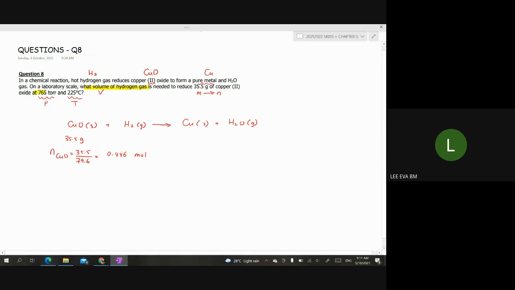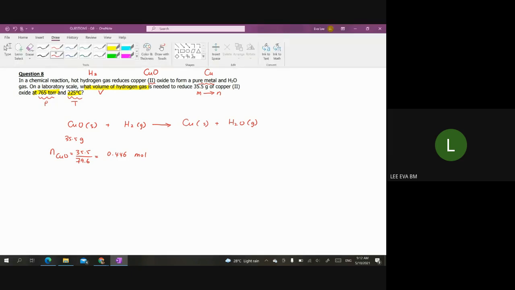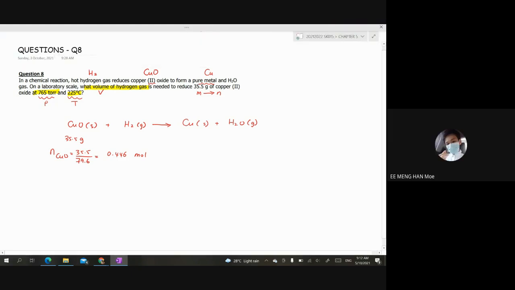Okay, at 225 degrees Celsius. So kalau awak nak kira volume hydrogen gas, awak perlukan mole untuk siapa? Hydrogen gas. Okay, remember this is the mole for the copper oxide. So we have to find the mole for our hydrogen gas. But you're lucky, these questions have the same ratio.